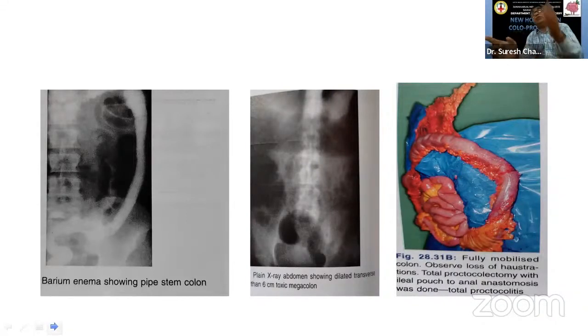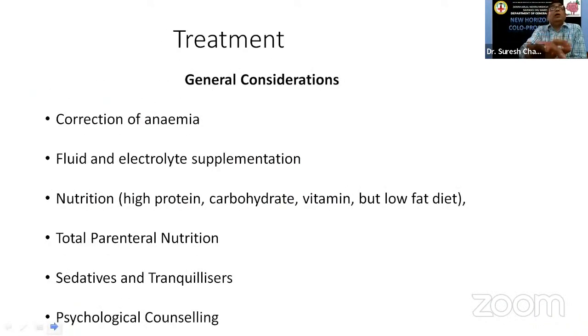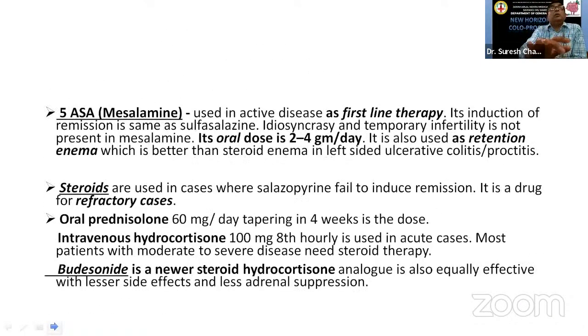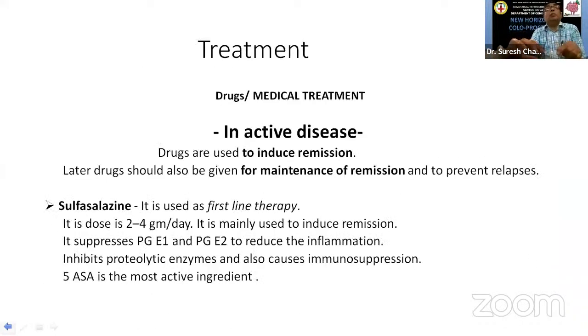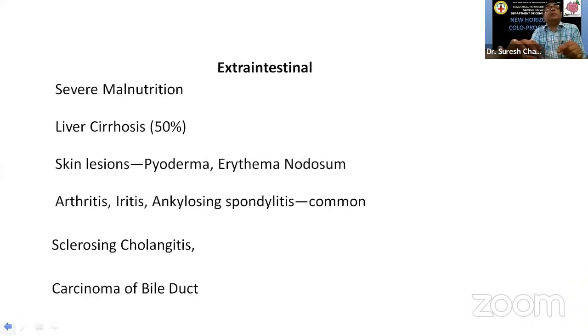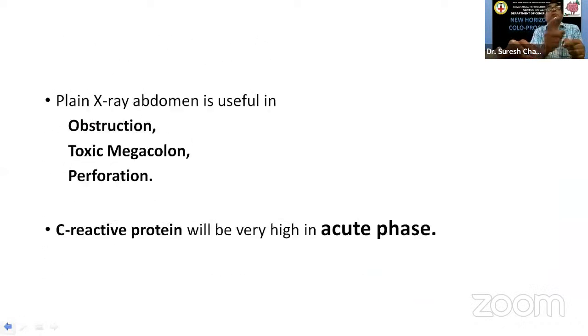Now you can see this resected specimen here. In this resected specimen, you can see there are lots of oscillations. I don't want to discuss in detail. Go back, go back, go back. Now I was on this slide: obstruction, toxic megacolon, perforation.